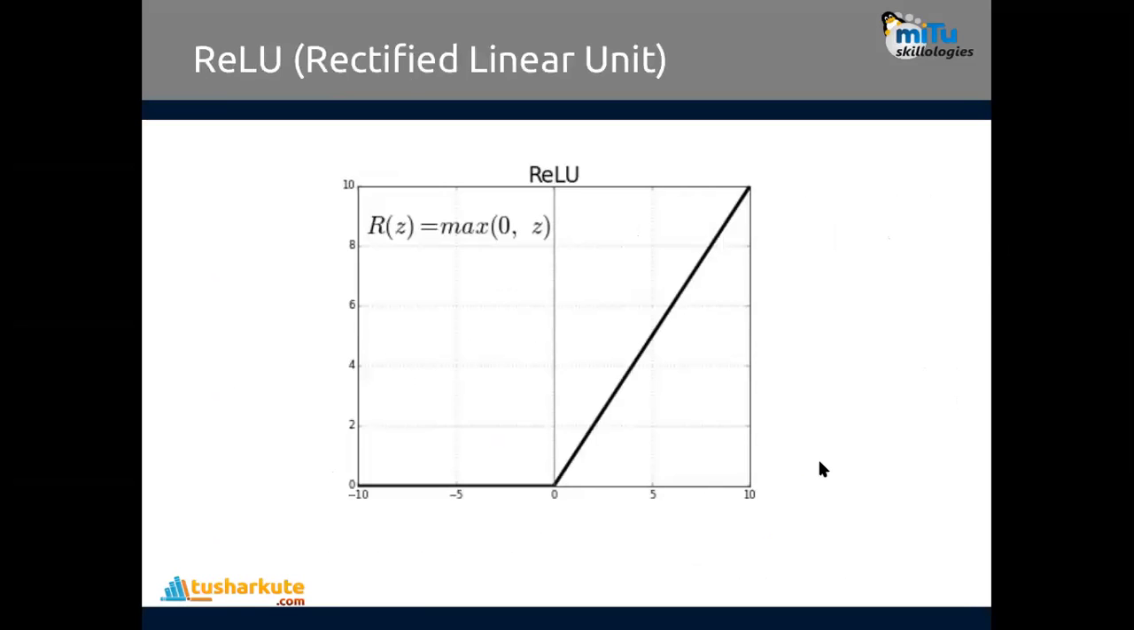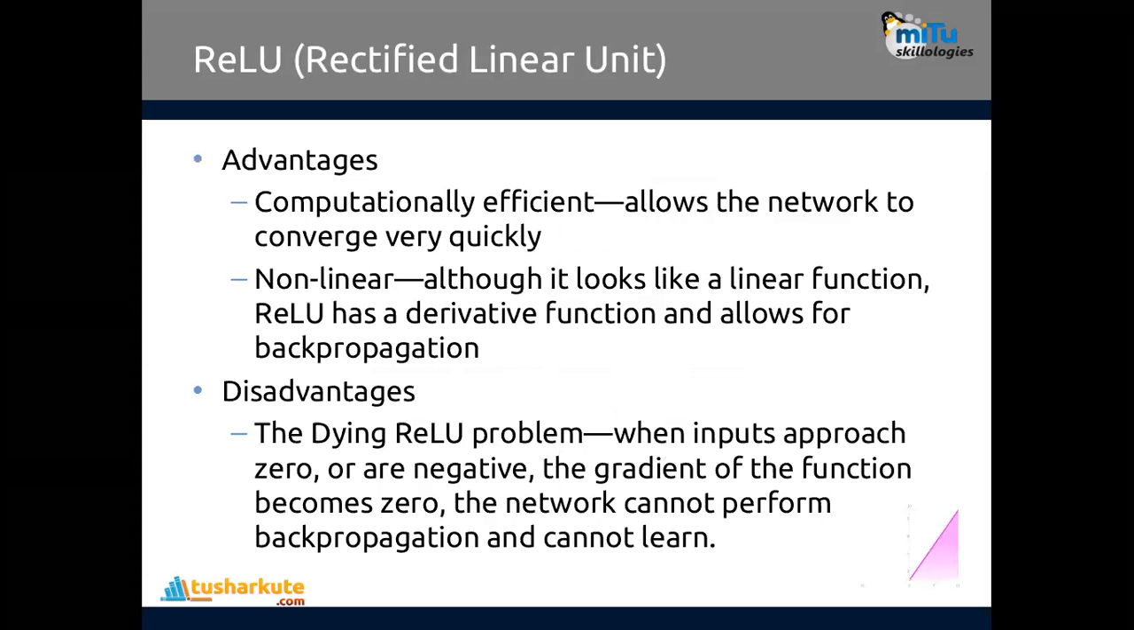Okay, ReLU. In CNN or RNN we generally use the ReLU function. It is the max of 0 and Z, meaning only positive values or 0 are forwarded. ReLU is the rectified linear unit. Negative values are not considered. It is computationally efficient, allows the network to converge very quickly, and is non-linear, although it looks like a linear function. Remember, it looks linear, but it has a derivative function and allows backpropagation.